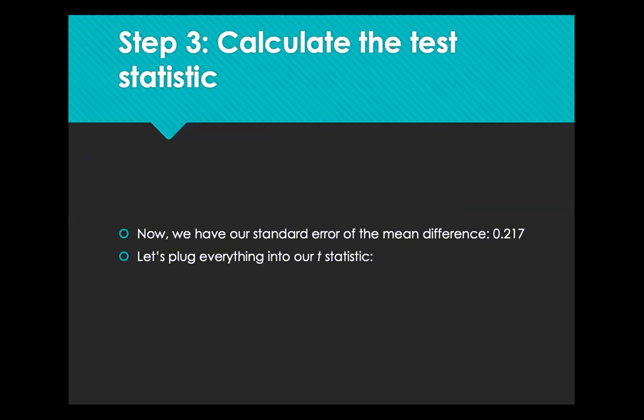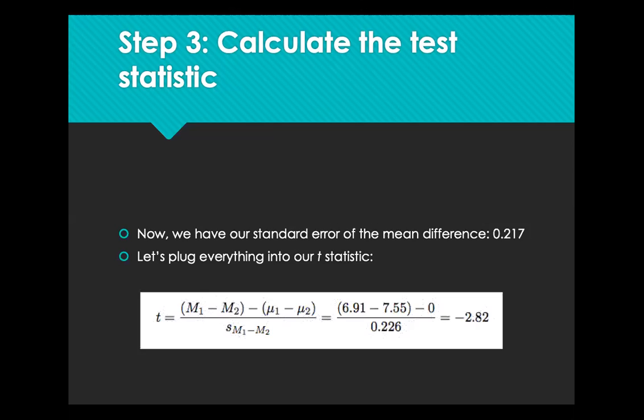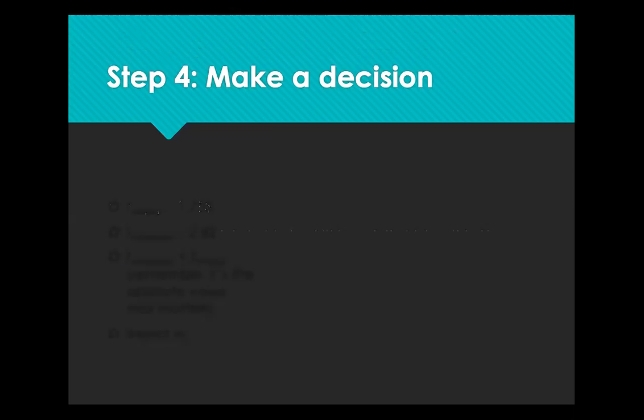Let's put everything into our T formula. T equals mean of the first group minus mean of the second sample group, minus population mean 1 minus population mean 2. Now we're going to make a decision. Recall that we looked up in the T table, the T critical value for this is negative 1.753. We just computed T obtained and we calculated it to be negative 2.82.